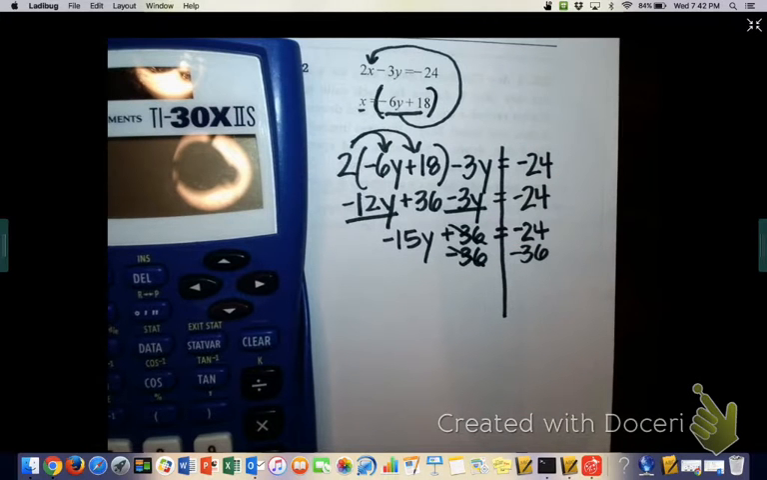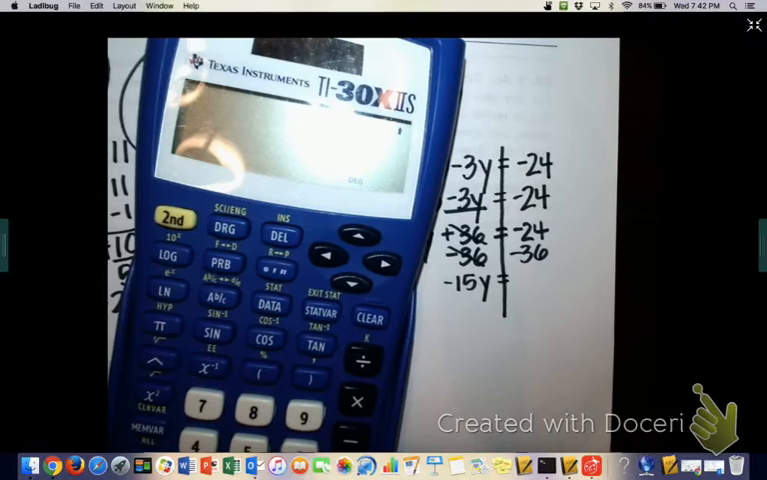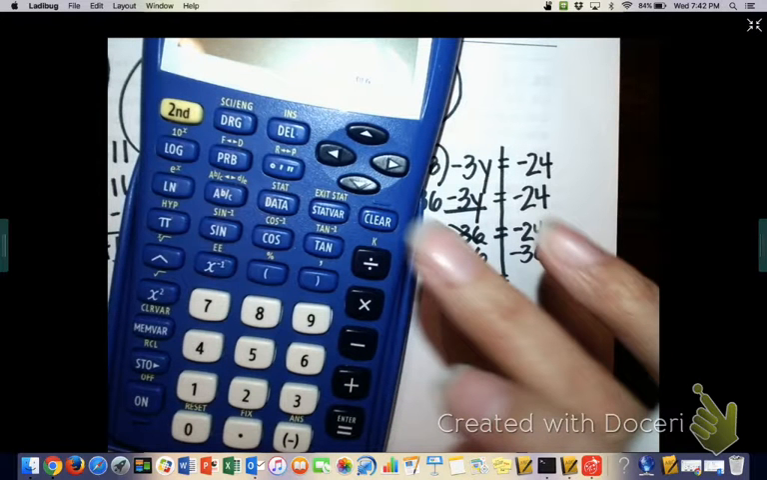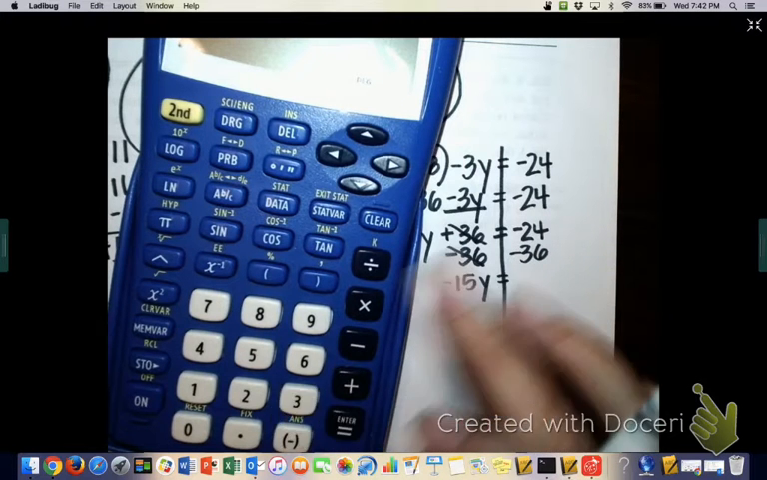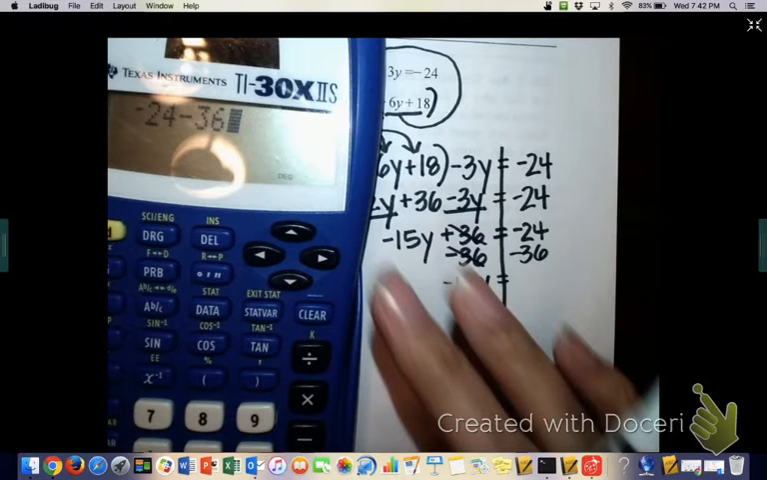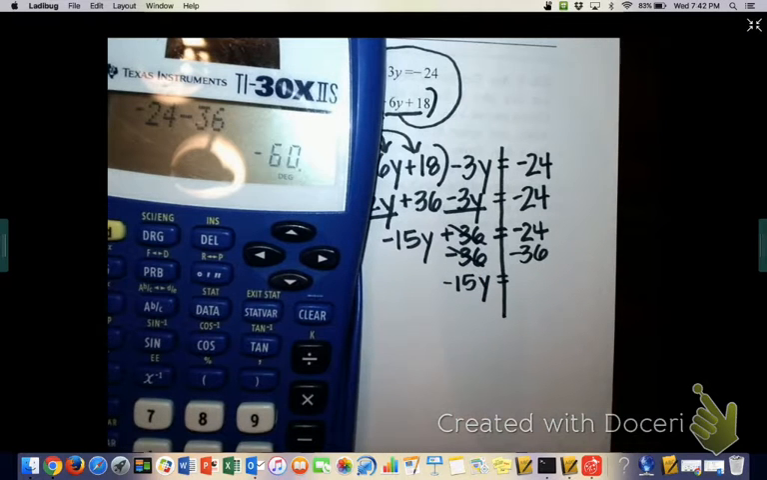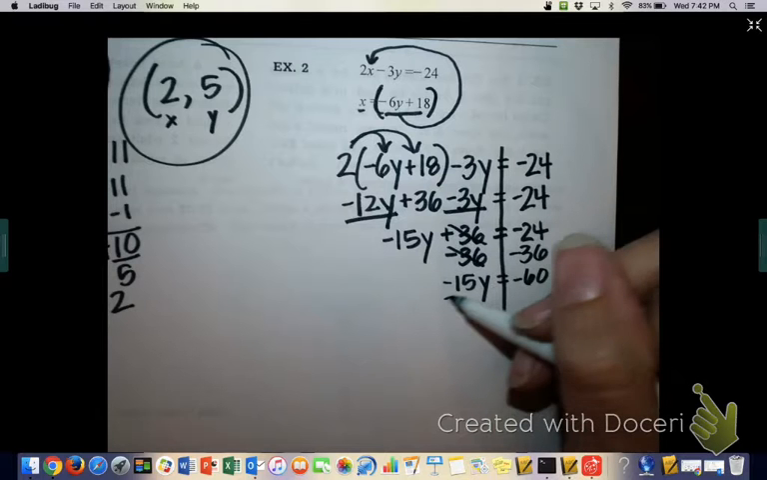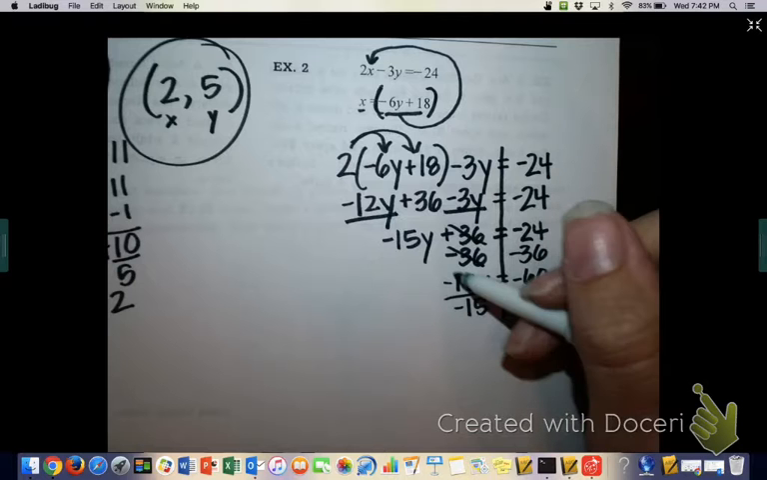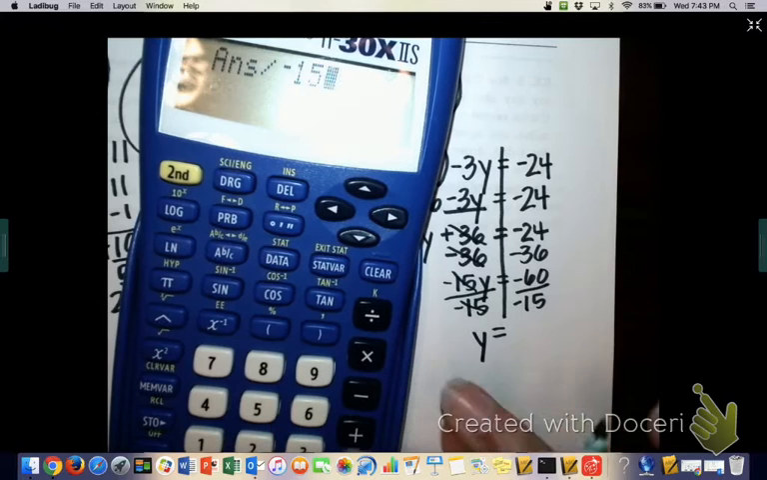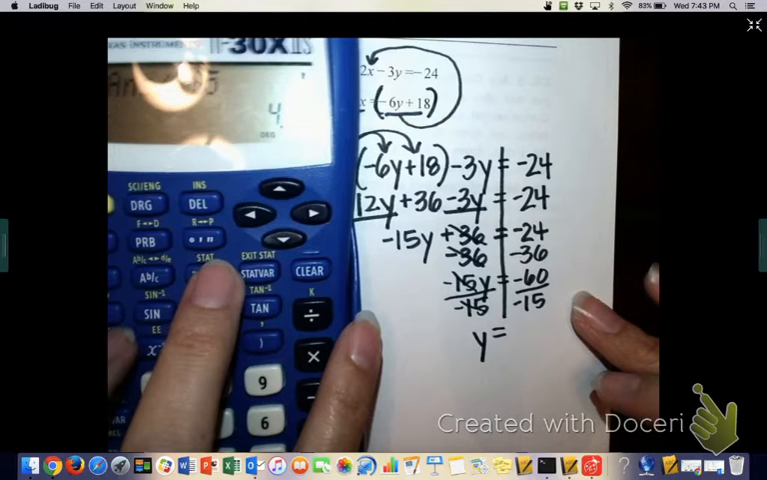All right, so negative 15y equals, all right, you have negative 24 minus 36. Negative 24 minus 36 equals negative 60. So negative 60, divide by negative 15 on both sides. This is for math 8. Y equals negative 60 divided by negative 15 is 4. Sorry, you can't see that very well, but it is 4.